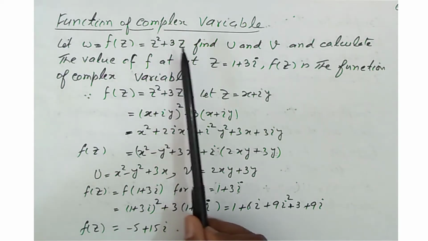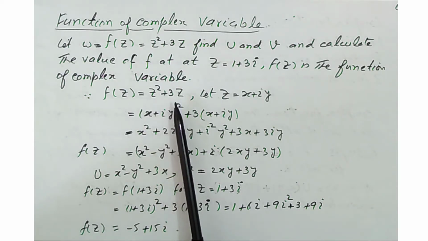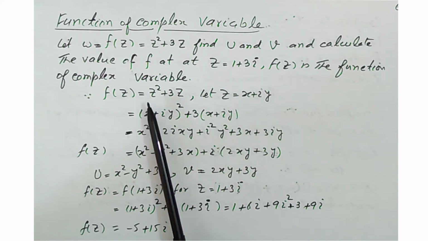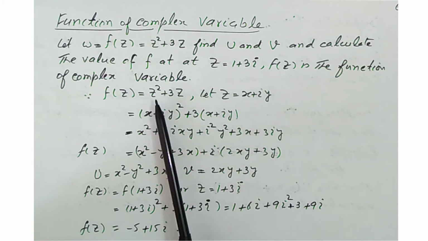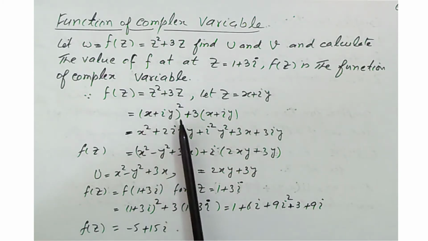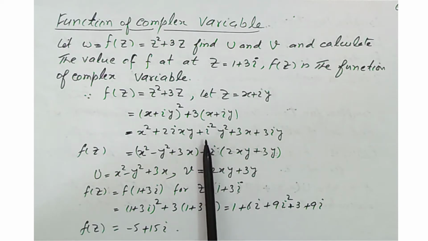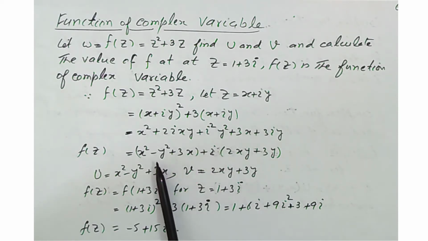Now the given function is f of z equal to z square plus 3z. Let z equal to x plus iota y. Here we put the value of z equal to x plus iota y in both places. Now expanding the square and by simplification we get this. Iota square equal to minus 1 and this becomes minus y square. So this is the real part and this is the imaginary part. We say u equal to x square minus y square plus 3x and v equal to 2xy plus 3y. These are the values of u and v.